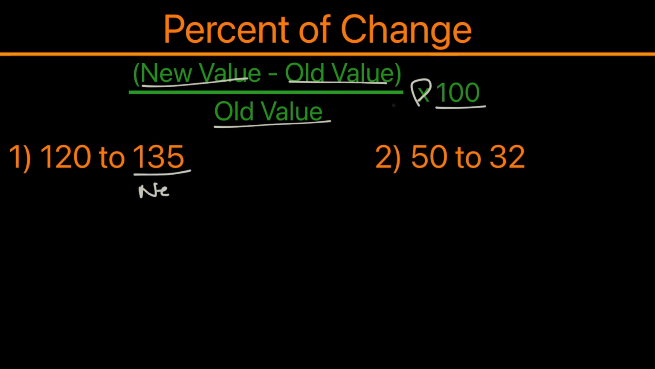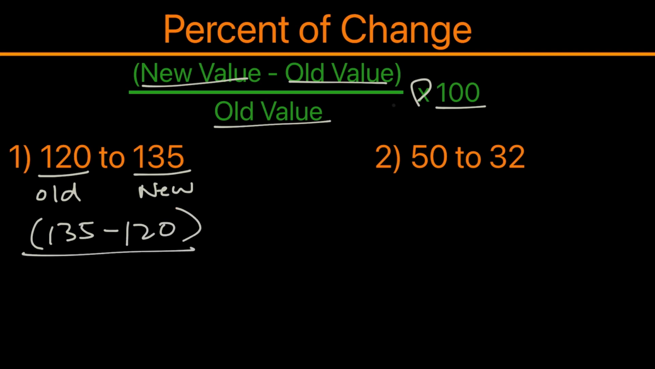135 would be the new value, whereas 120 is the old value, because it's going from 120 to 135. So by plugging in the new value, we will have 135. Then we want to minus 120 divided by 120. Then we want to times by 100 to get the percentage.